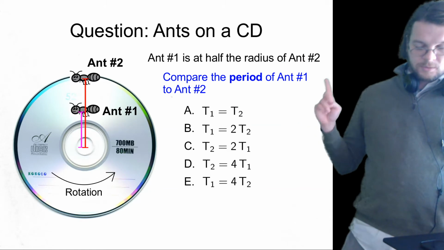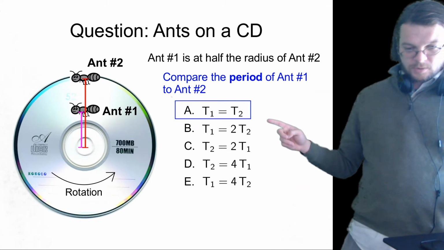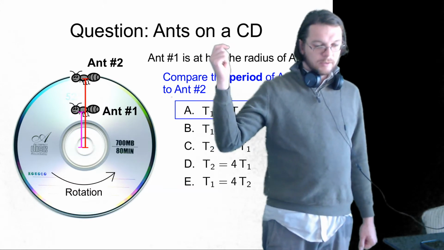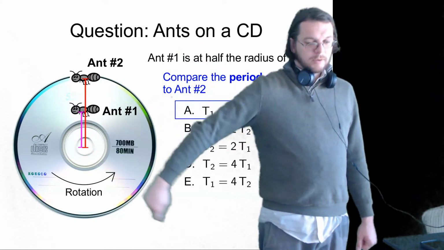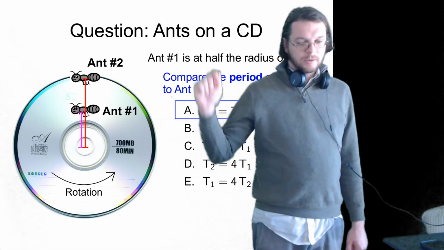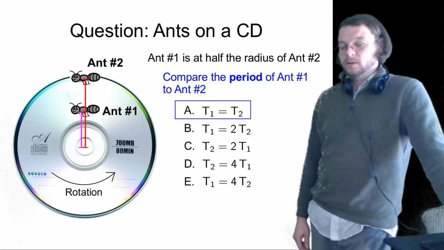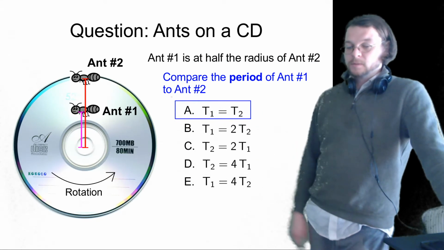All right. The answer is A. The reason it's A is because these ants are on the CD, and if it's going around, they're coming back to where they started at the same time, in spite of the fact that one is closer to the center of the circle than the other. So the periods are the same.